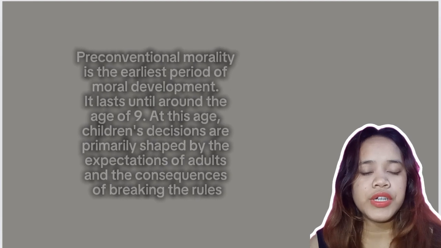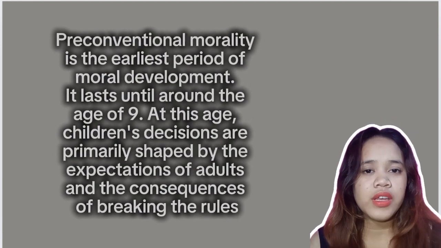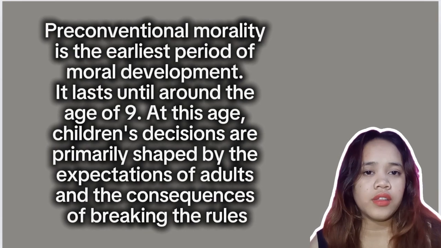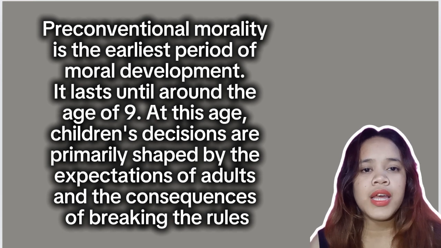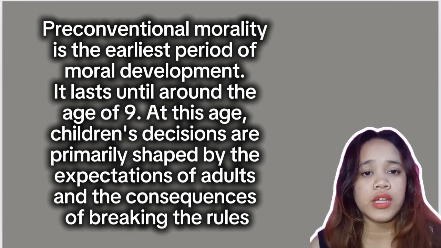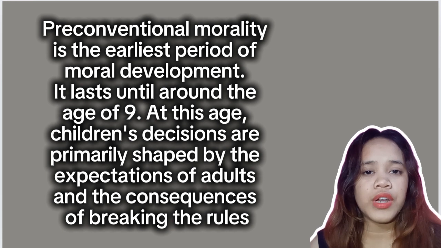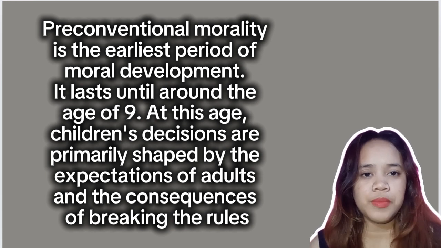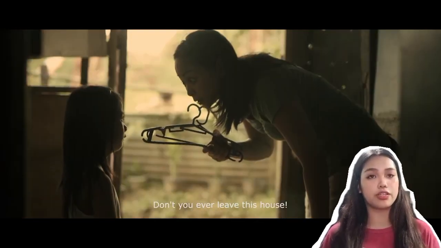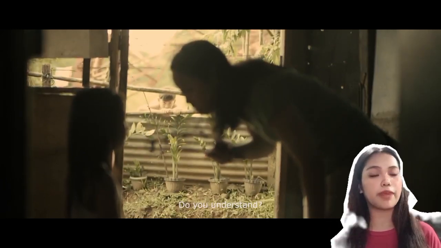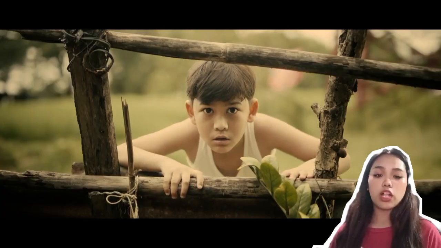Pre-conventional morality is the earliest period of moral development. It lasts until around the age of 9. At this age, children's decisions are primarily shaped by the expectations of adults and the consequences of breaking the rules. For example, if an action leads to a punishment, it must be bad. If it leads to a reward, it must be good. Stage 1. Punishment or obedience orientation. In this stage, behavior is determined by consequences. The individual will obey in order to avoid punishment.